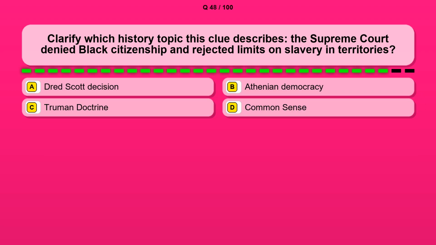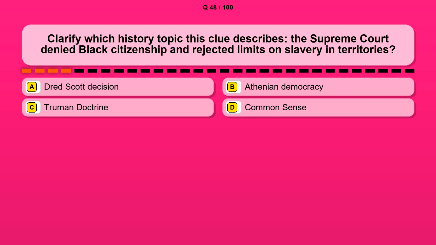Question 48. Clarify which history topic this clue describes. The Supreme Court denied black citizenship and rejected limits on slavery in territories. Option A, Dred Scott decision. Option B, Athenian democracy. Option C, Truman Doctrine. Option D, common sense.